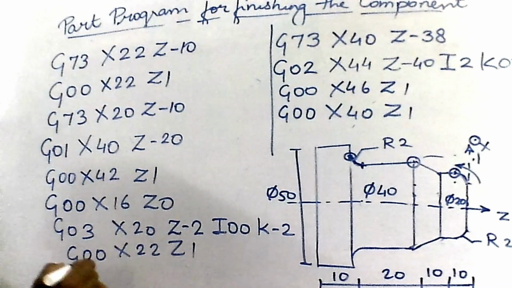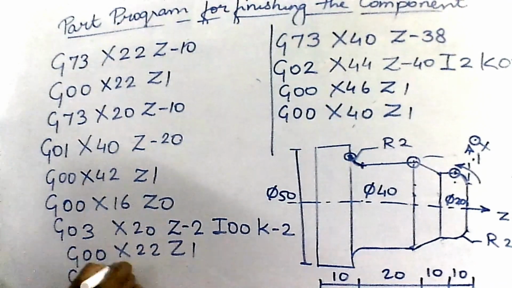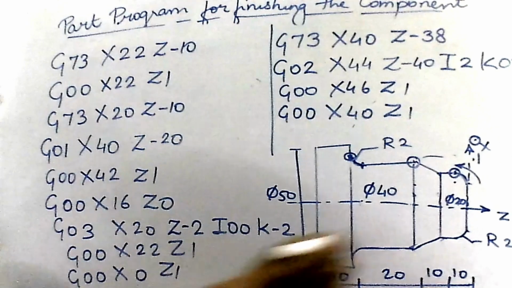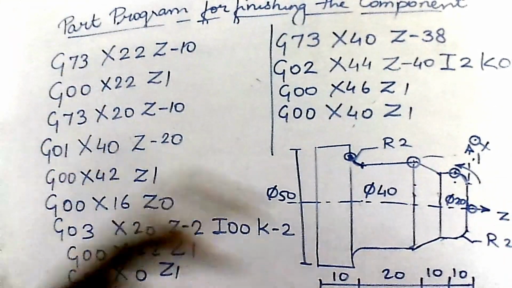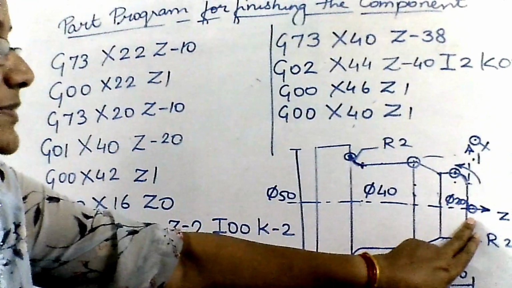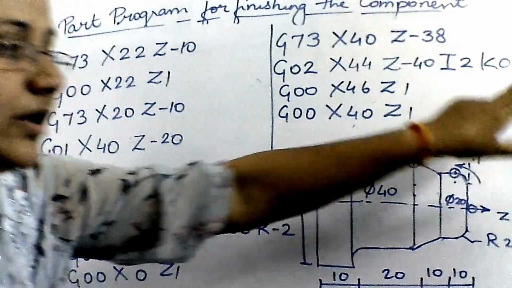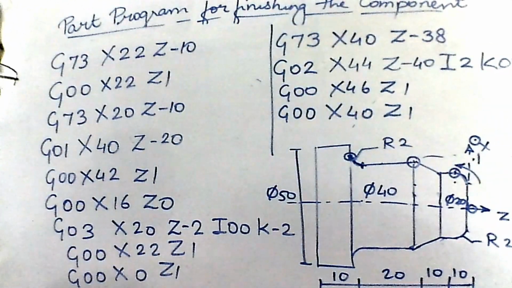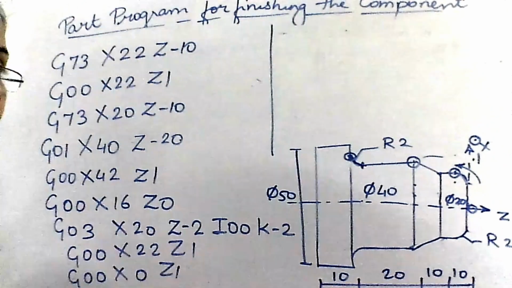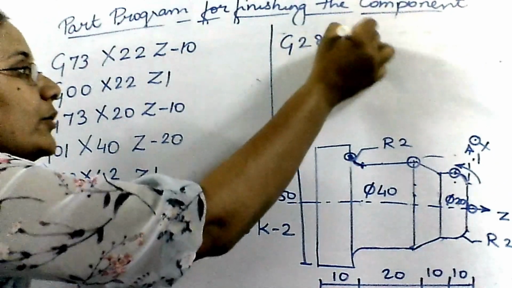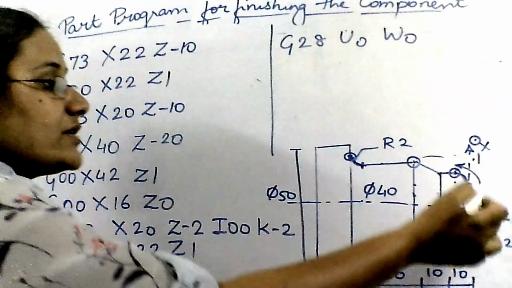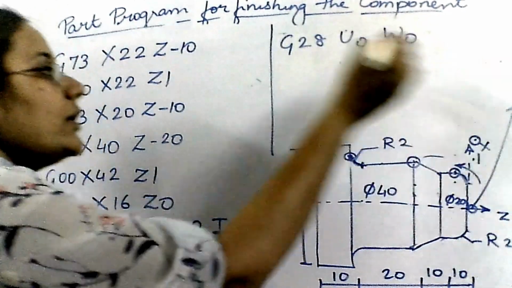After that, G00, X0, Z1 over here. And after that, the last 6 steps, that is take the tool to home position. So it would be G28, U0, W0. So I write G28, U0, W0, that is the return of tool to the home position.